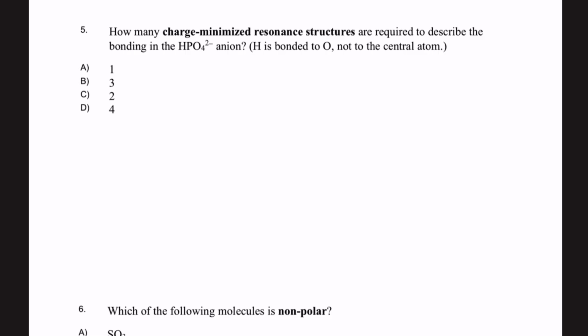Alright, question 5. How many charge minimized resonance structures are required to describe the bonding in HPO4 2- anion? And the H is bonded to O, not to the central atom. So once again, we're going to draw the Lewis structure.